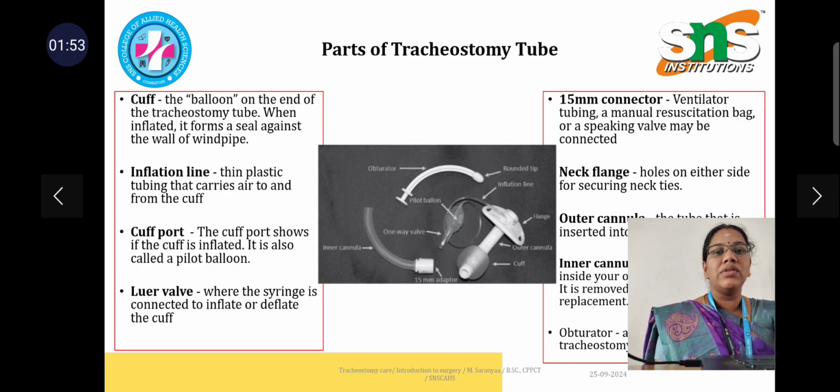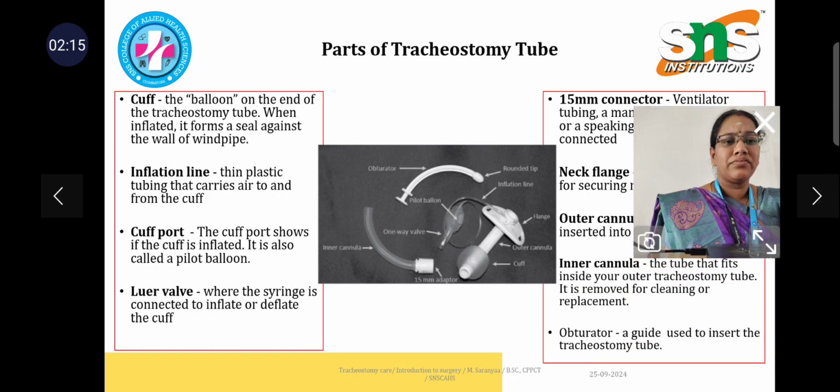The lower valve is where a syringe is connected to inflate or deflate the cuff. The 15 mm connector is used for connecting the tube with the ventilator. It has a neck flange to tie the tracheostomy properly for security. The outer cannula is inserted into the tracheostomy, and the obturator acts as a guide to insert the tracheostomy tube.